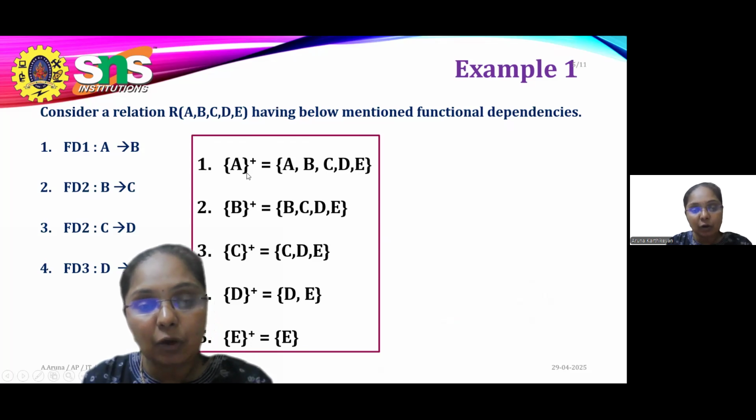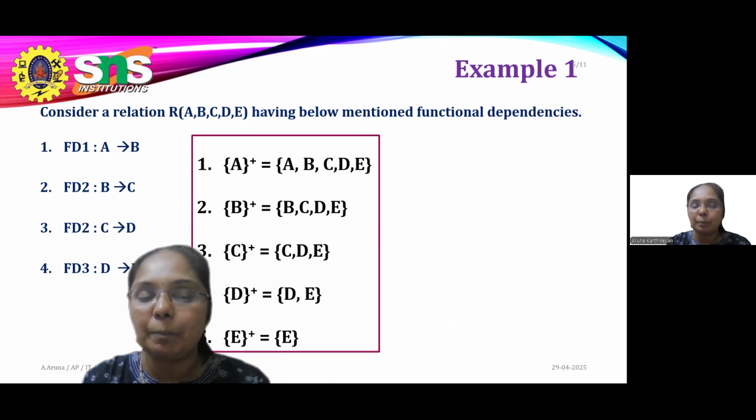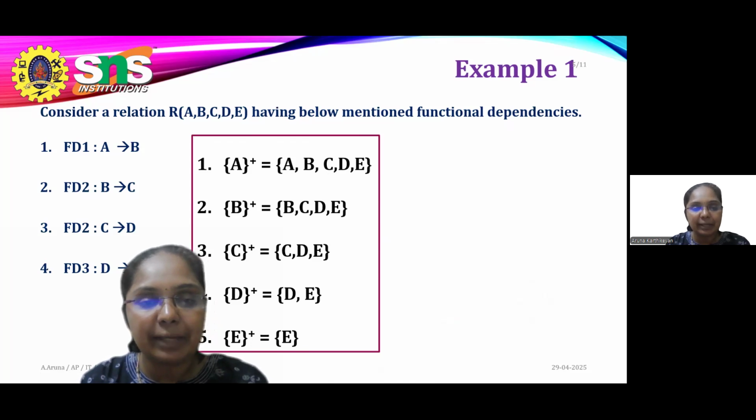So this A closure can be called a super key. But I can't consider it a candidate key yet. Initially I have to calculate only the super keys. Out of all the super keys, the one which is a minimal subset can be considered a candidate key. Here, by using A closure, I can identify all the attributes, because I have only these attributes that could be identified over here.